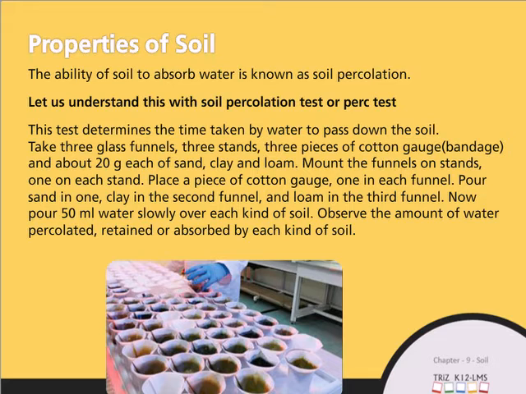Take 3 glass funnels, 3 stands, 3 pieces of cotton gauze or bandage, and about 20 grams each of sand, clay and loam. Mount the funnels on stands, 1 on each stand. Place a piece of cotton gauze, 1 in each funnel. Pour sand in one, clay in the second funnel, and loam in the third funnel. Now pour 50 ml water slowly over each kind of soil. Observe the amount of water percolated, retained or absorbed by each kind of soil.